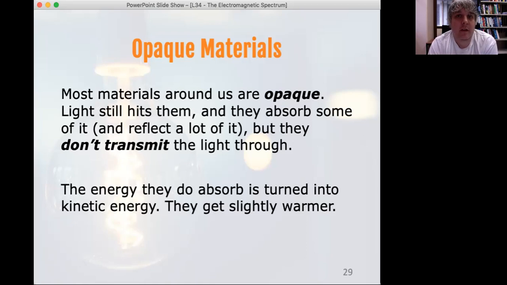Walls, of course, will transmit other types of light. They'll transmit radio waves. That's why you can hear a radio when you're inside a house, even though the radio wave is coming from outside. In terms of the visible light, they do absorb some of it, and that is turned into kinetic energy, and things get slightly warmer. And that's just going back to our thermal radiation, right? The idea that we get visible light from the sun, it heats things up.